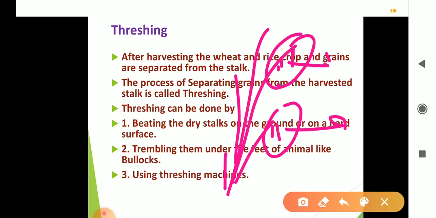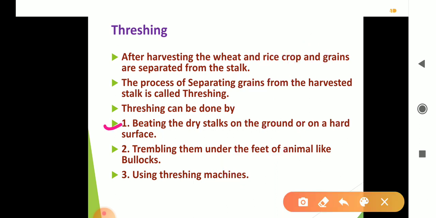Then the first method is beating the dry stalks. If we are doing it manually, then beating the dry stalk on the ground or on a hard surface. You can do it on a stone, and if you hit it hard, all the seeds get separated. Then next is trampling them under the feet of animals like the bullock.